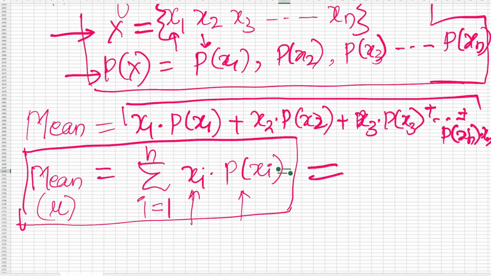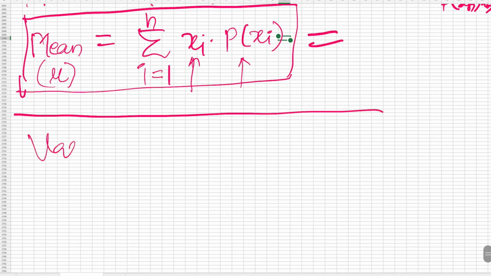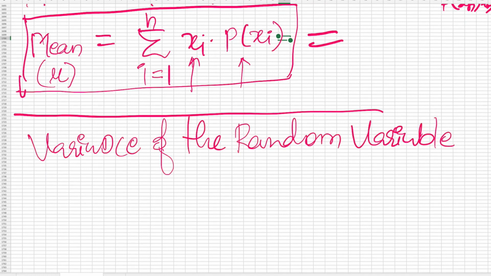So this way we can calculate the mean of the random variable of a sample space. The next topic we will talk about is variance. We want to find the variance of the random variable. I want to remind you how to calculate the variance of a data set, which we have in the class of statistics.